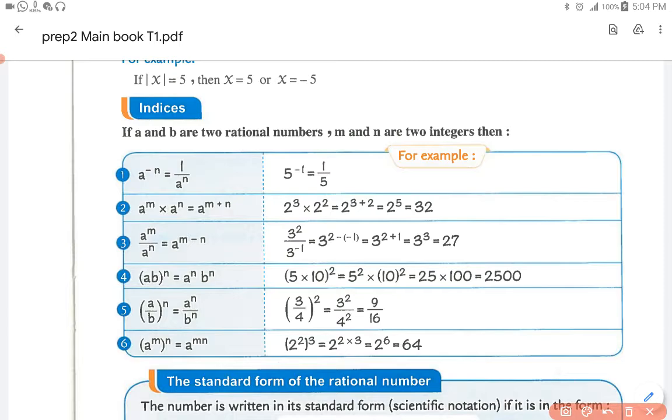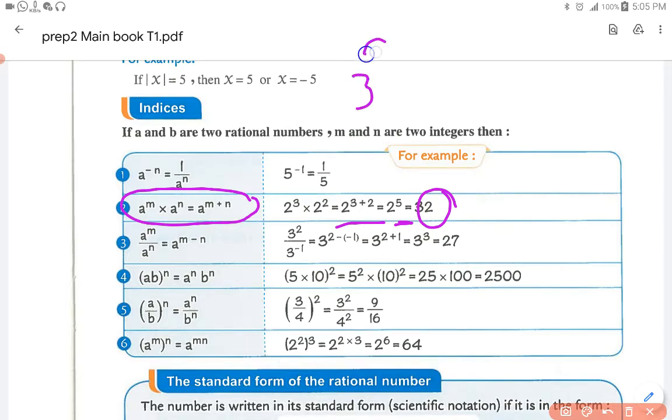Then when you multiply, you will add the powers. a to power m times a to power n will be a to power m plus n. Example, 2 to power 3 times 2 to power 2 will be 2 to power 3 plus 2, it will be 2 to power 5, it will be 32.